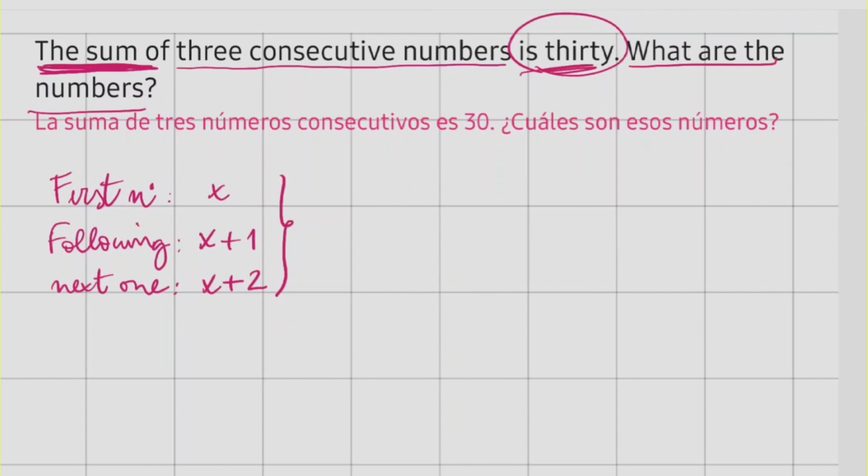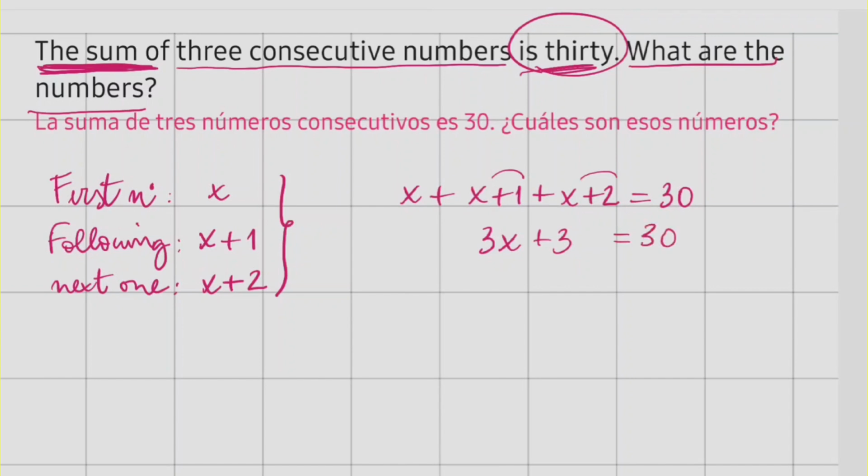We can translate that into an equation like so: x plus, the next one is x plus 1, and the next one is x plus 2. Right, if we add up these three numbers, we need to get 30. So this is the equation. And as we have done in the past, we can solve this equation by adding up the x. For example, how many x have we got here? We've got 1, 2, 3. So we've got 3x, and then we've got 1 and 2. So that makes 3. Right, so 3x plus 3 makes 30.